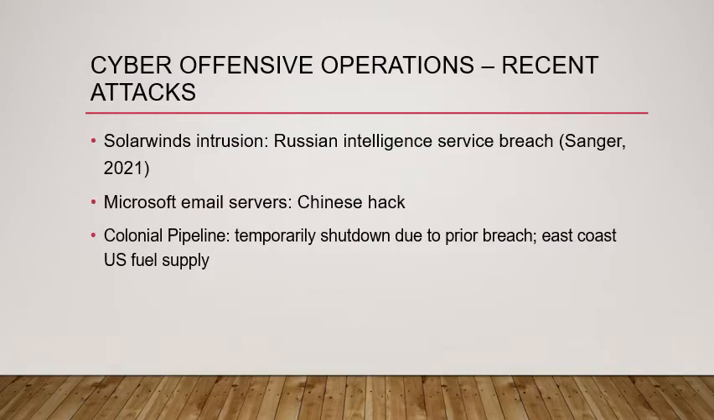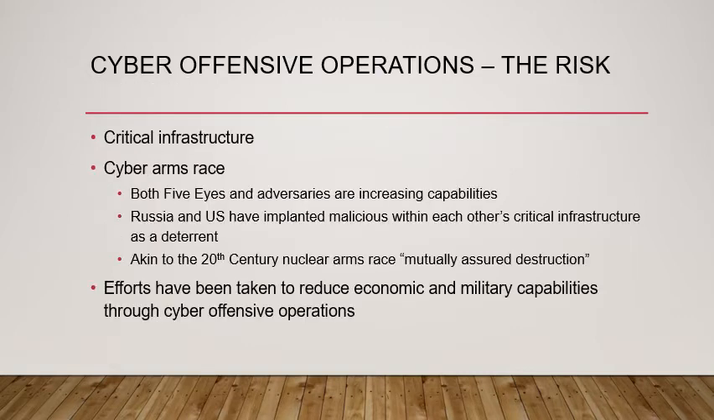So just some examples of recent attacks. The Russian intelligence security breach with SolarWinds, that is still something that's unfolding. Many United States government companies use that software. Microsoft email servers, that was Chinese. And then, as talked about, the Colonial Pipeline, that is just kind of wrapping up now as we brief this.